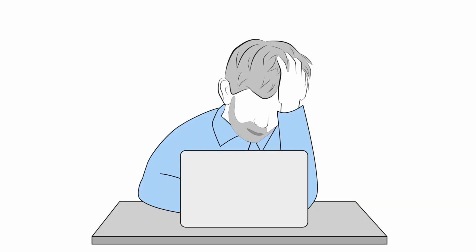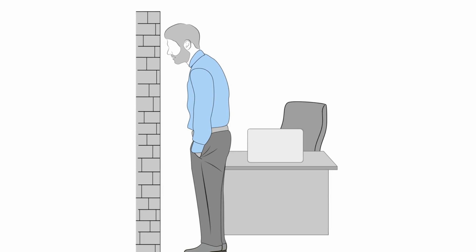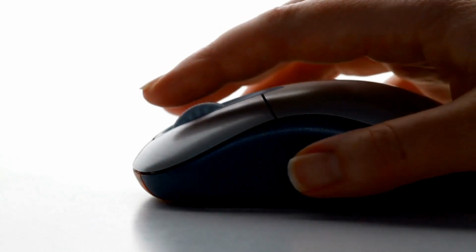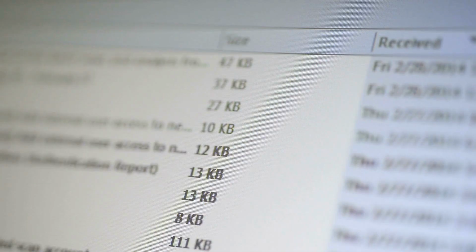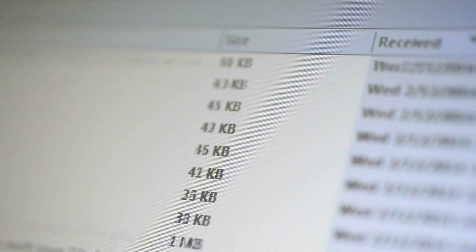And that is if you can find anything at all, because it's sometimes so messy that you cannot find what you are looking for. People who say that sending a document by email is the same as sending with a transmittal sheet have clearly never been part of an investigation team. With emails, an incident occurring 20 years after a build means that investigators must look through literally tens or hundreds of thousands of emails, and sometimes even millions.